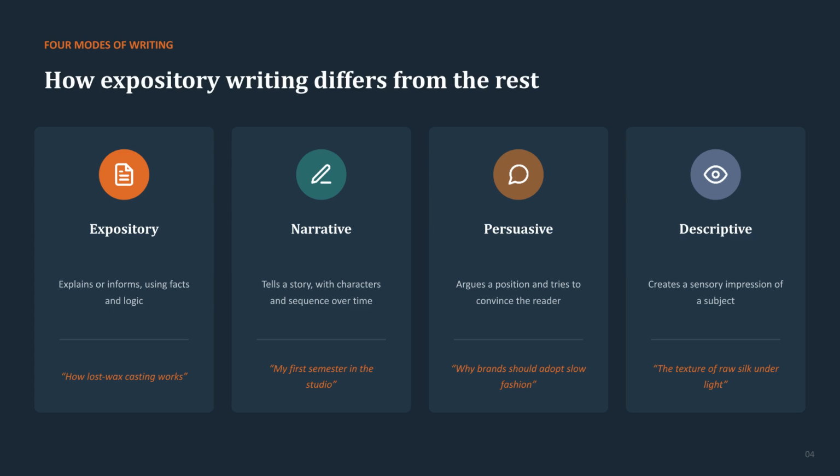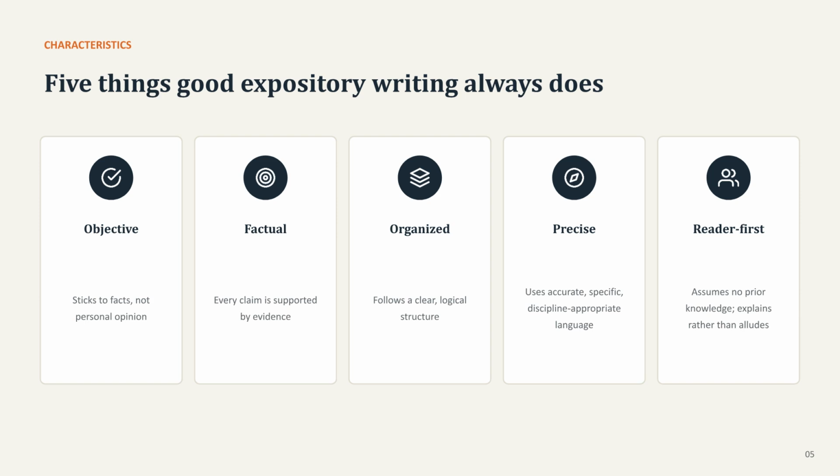How does expository writing differ from other modes? Unlike narrative, which tells a story, or persuasive, which argues for a position, or descriptive, which creates a sensory impression, expository writing focuses solely on explaining or informing. Good expository writing has 5 key characteristics. It remains objective, stays factual with supporting evidence, follows a clear and logical structure, uses precise, discipline-appropriate language, and always puts the reader first by assuming no prior knowledge.